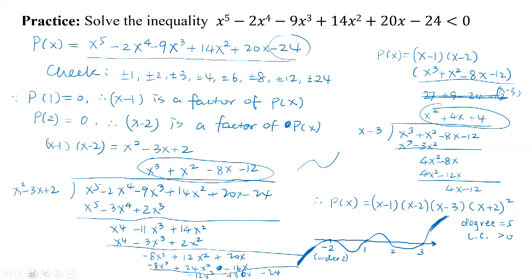So now we can determine the intervals that make the function less than 0, right? So it must be this one here, and this one here, right? And so the final solution is x is less than minus 2, or x greater than minus 2 and less than 1, or x is greater than 2 and less than 3, right? This is the final solution.